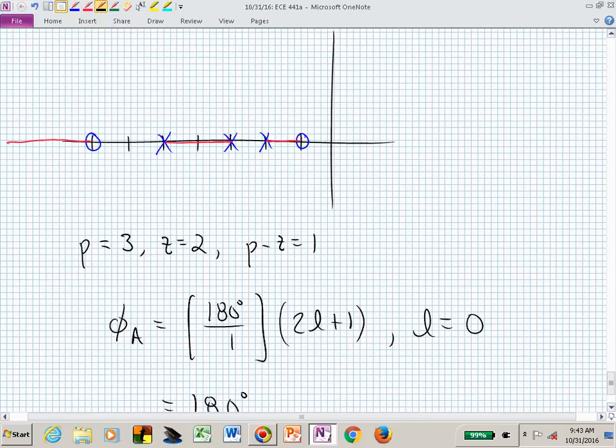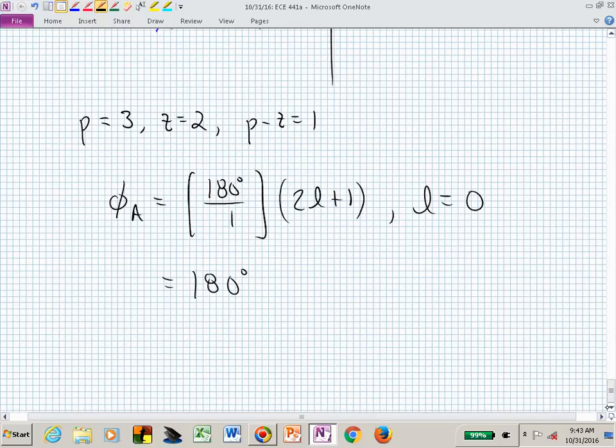Does it matter where sigma sub A is? No, I don't even need to calculate it. I don't care where it's centered. I know that things big are happening at minus infinity. So in this case, our angle is 180 because of our pole zero excess of 1, and our sigma sub A is not even necessary.